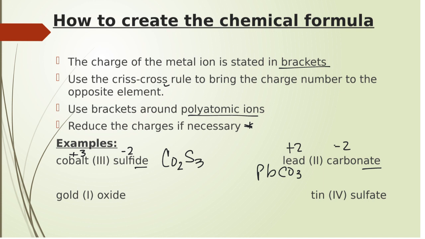Gold(I) oxide. So gold's charge is +1. We're telling you that in brackets. Oxide, IDE, tells us this is the element oxygen. Its charge is always -2. We apply the crisscross rule and we get Au2O.